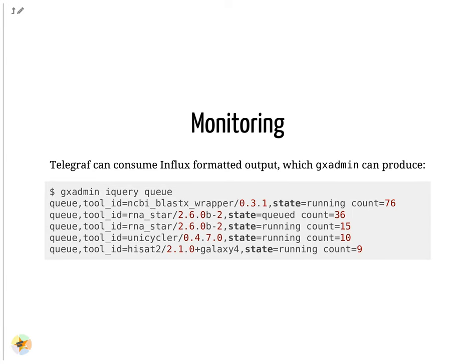For monitoring, many Galaxy sites use InfluxDB. GX Admin supports exporting influx-compatible format. This makes it easy to add new data and graphs to your monitoring.